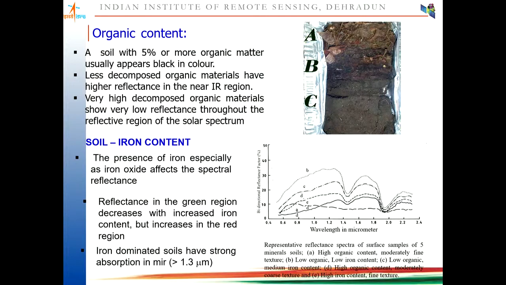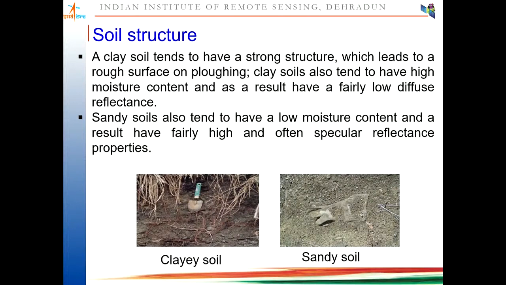Similarly, iron and organic content would also result in darkness, higher reflectance. Right? Less decomposed organic material have higher reflectance in the near infrared region. Right? A very highly decomposed organic material show low reflectance throughout the spectrum. Similarly, soil iron content in the soil. Right? Then the structure.